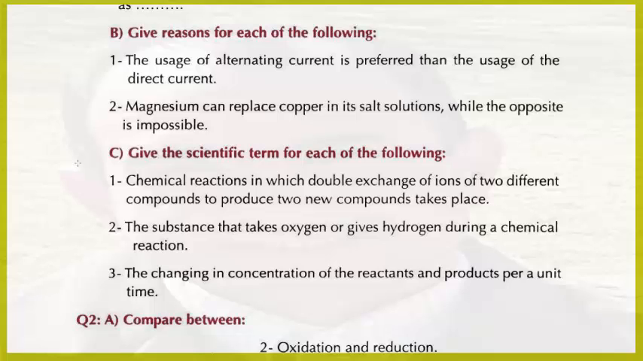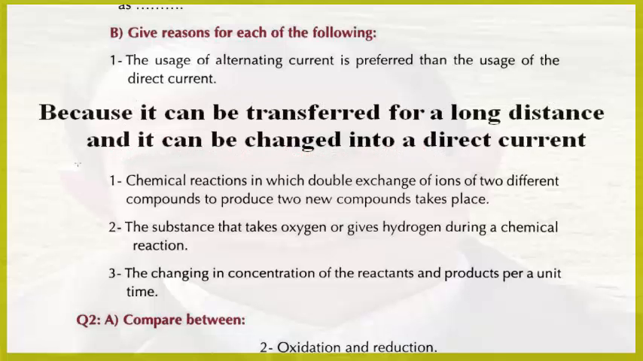Give reason for each of the following. Number 1. The usage of alternating current is preferred than the usage of the direct current because it can be transferred for long distance and it can be changed into direct current.